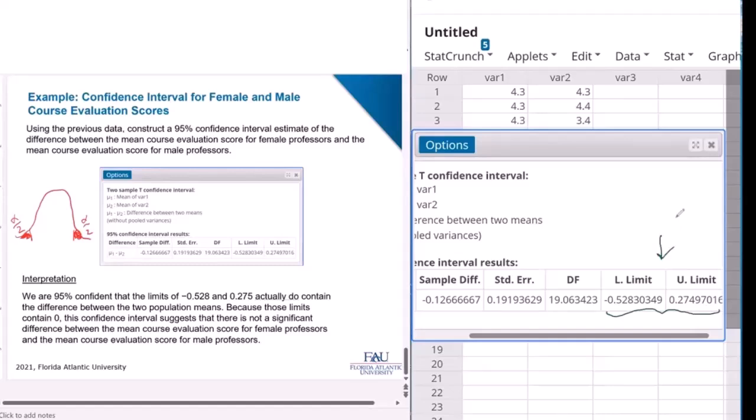The confidence interval suggests there is not a significant difference between the mean course evaluation scores for female and the mean course evaluation scores for male professors because it contains 0.